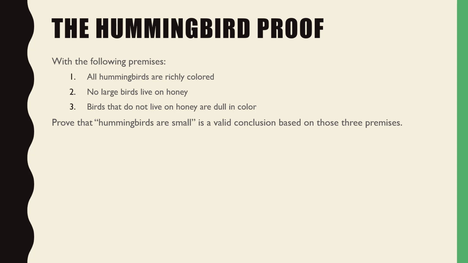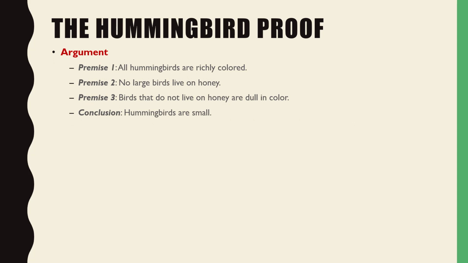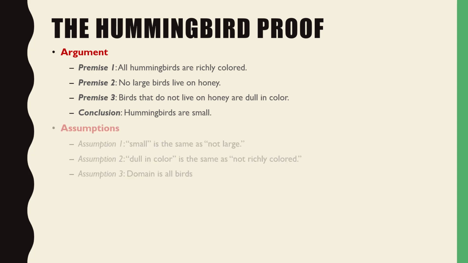Okay, so let's walk through this. The first step when you're doing the proof, let's make our arguments, okay? What's our argument? Well, our argument is that premise number 1 is what's on the board, then premise 2, premise 3, therefore the conclusion is this. What do we do with that information? Yeah, we got to convert this into some sort of math, right? Propositions and predicates, right?